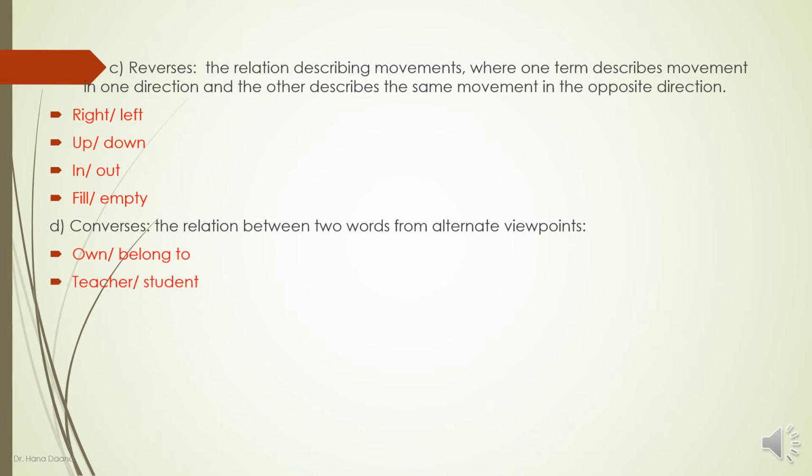Teacher and student is another example of converses. Above and below is a third example, where, for example, I say my flat is above the supermarket or the supermarket is below my flat. What we have here is a paraphrasing in these two sentences, but we are looking at the same piece of information from different perspectives. So that's the converses relationship between such terms.